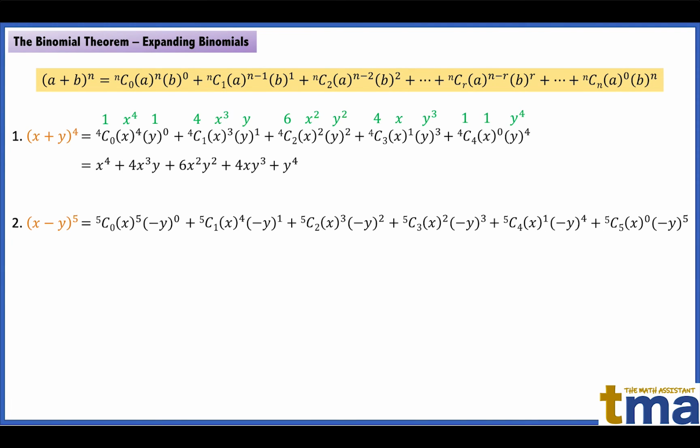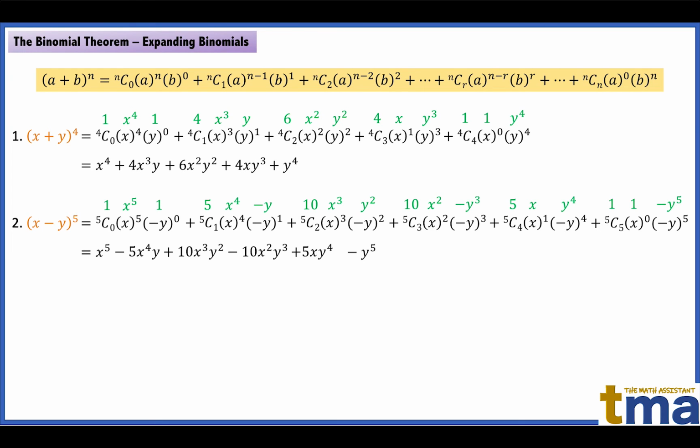But here the second term is negative y. We start with negative y to the power of 0, then negative y to the power of 1, then negative y to the power of 2, then negative y to the power of 3, then negative y to the power of 4, and finally negative y to the power of 5. And again, let's use a calculator to simplify, as you can see. And that would give the final answer as this.